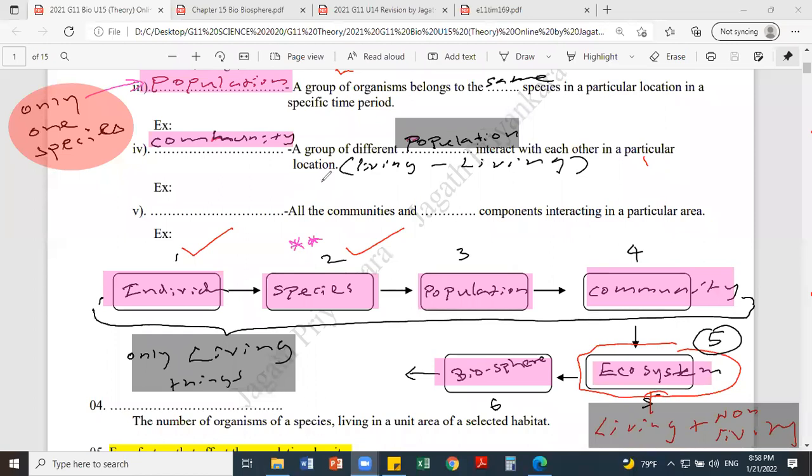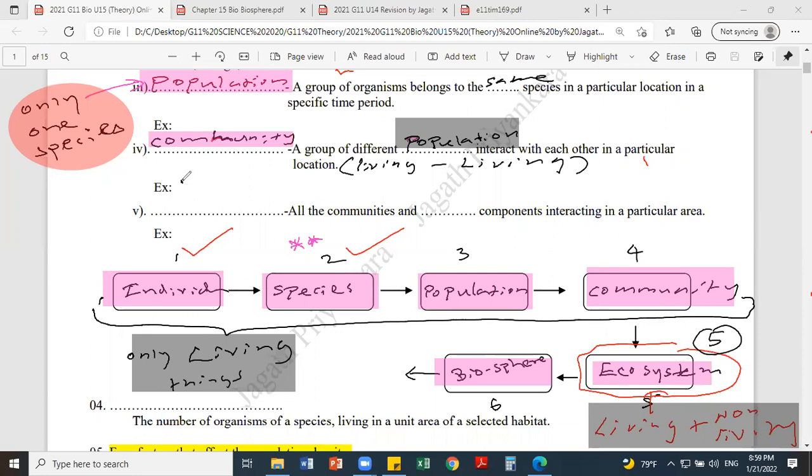Understood? So you can write an example for the community if you want. Pond community or school garden. In other words, it's a relationship between groups of different species. Population means similar individuals mate with each other in a limited geographic area. So in a pond there are several populations interacting with each other. You can write here, example.